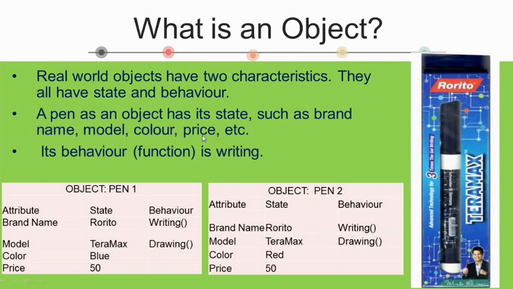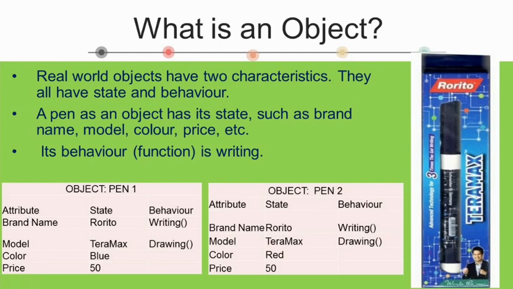Okay, and in the same manner, price. Suppose it is costing 50 rupees. So this 50 is also a state of this particular object. Now you will say, sir, this object has so many states. Yes. Why does it have so many states? Because, see students, all these things, brand name, model, color, price, are called attributes of an object.